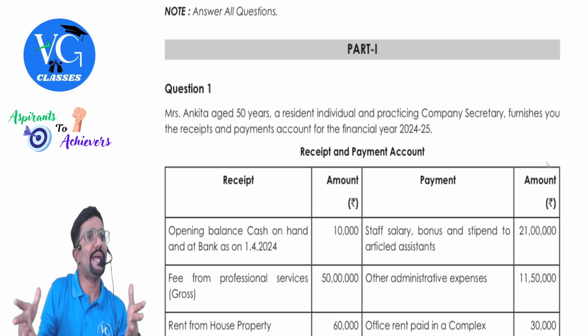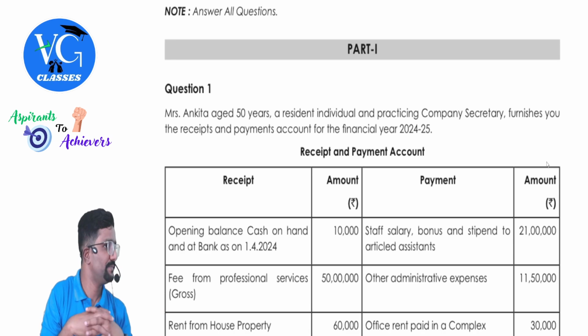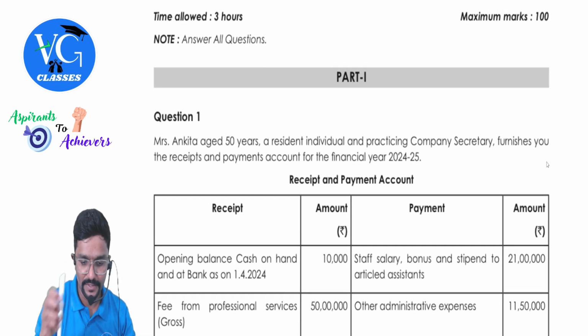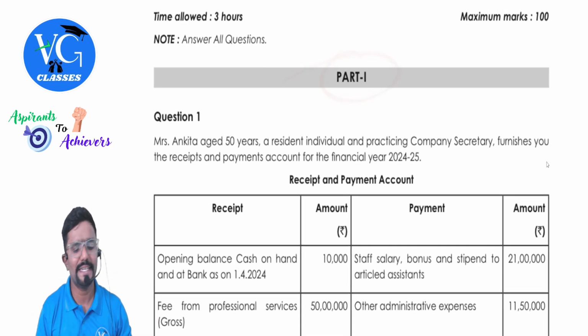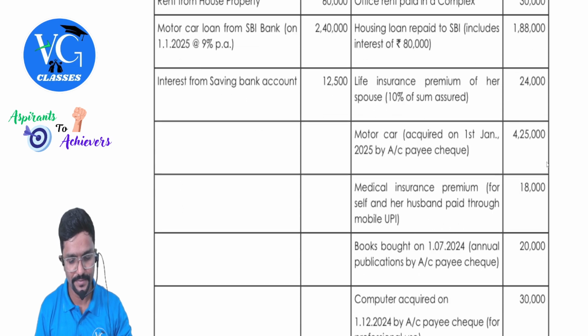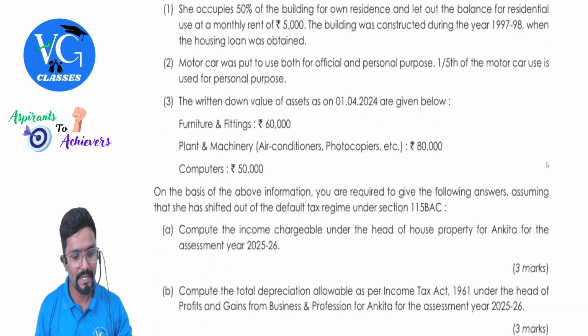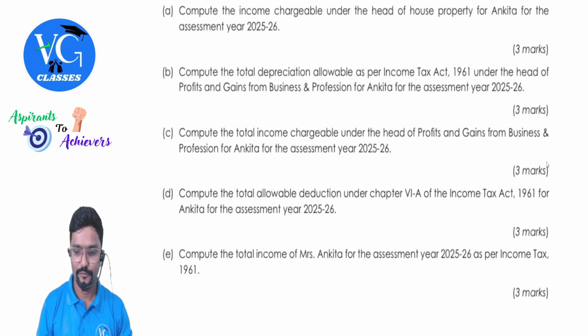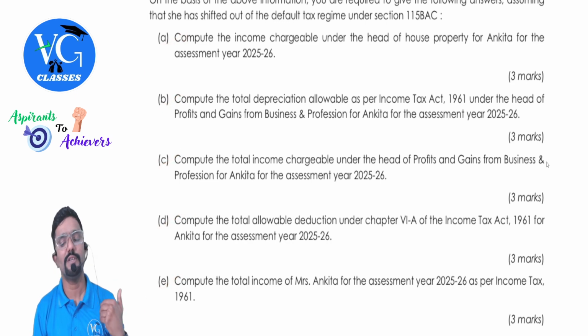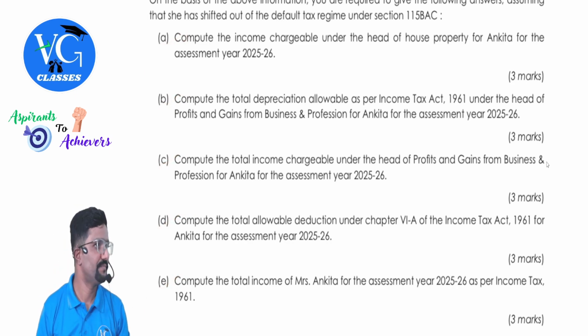Sir, for which question do I know the answer best? Start with that. Yes, sir. So let us begin, guys. Part one is the direct tax or income tax. You can see the first question. They are given some details. Under that, there are various requirements A, B, C, D, E. Each one of them is for 3 marks each.